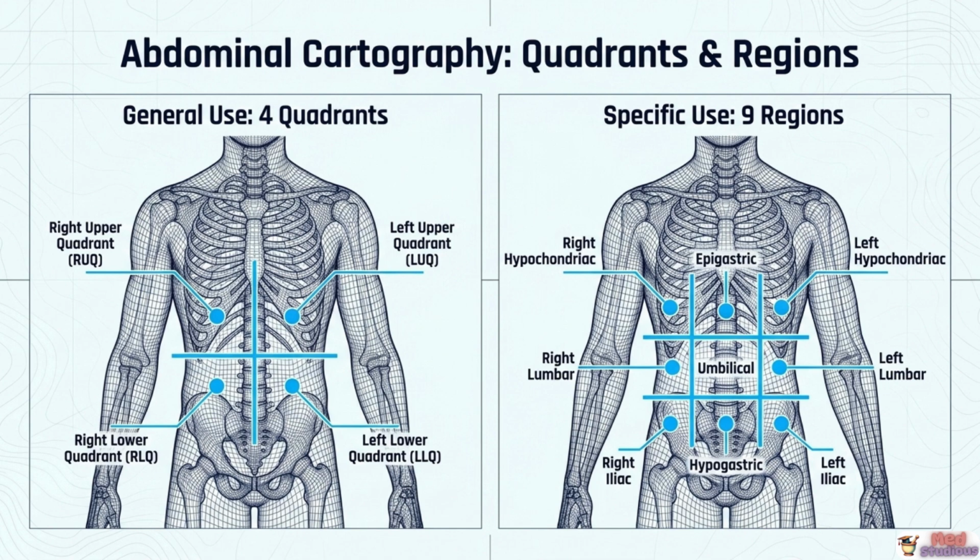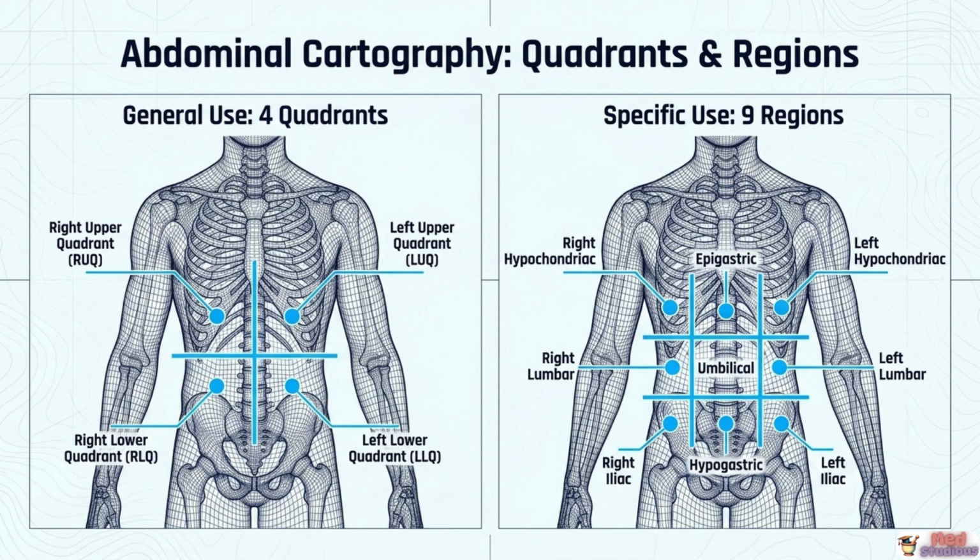The second, more precise system divides the abdomen into 9 regions using 2 horizontal and 2 vertical planes. The upper row consists of the right hypochondriac, epigastric, and left hypochondriac regions. The middle row consists of the right lumbar, umbilical, and left lumbar regions. The lower row consists of the right iliac, hypogastric, and left iliac regions.